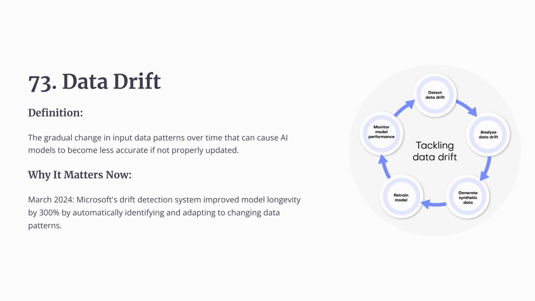Data drift is the gradual change in input data patterns over time that can cause AI models to become less accurate if not properly updated. Imagine a GPS system using outdated maps. It becomes less reliable as new roads are built and old ones change. Microsoft's system is like having maps that automatically update themselves when roads change. The 300% improvement in model longevity means AI systems stay accurate much longer.